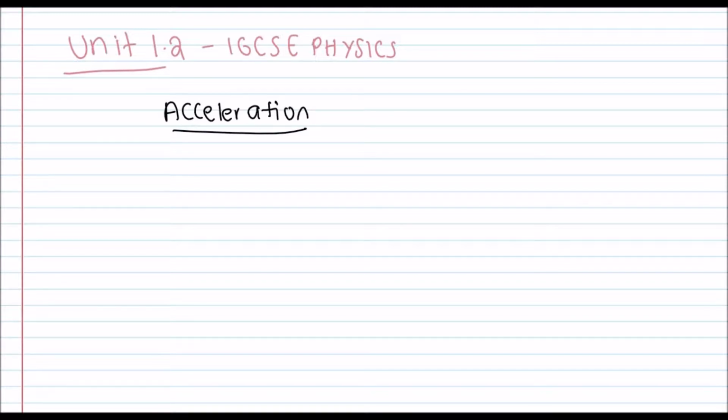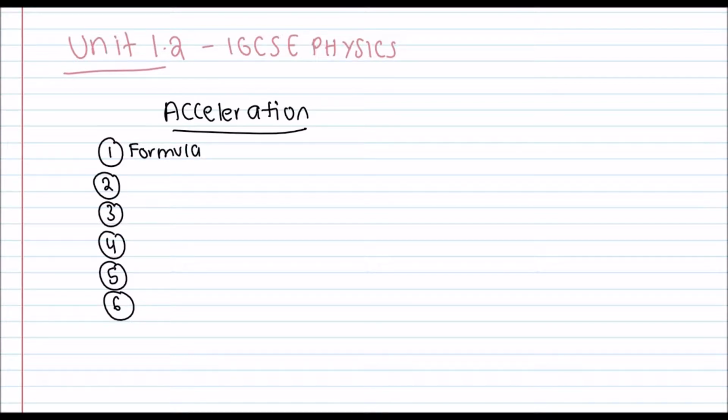Acceleration. What I usually do is I write 6 points and I just lay them out. The first point is the formula. The formula is acceleration is equal to change in velocity over time. Second, I remember that negative acceleration is deceleration.